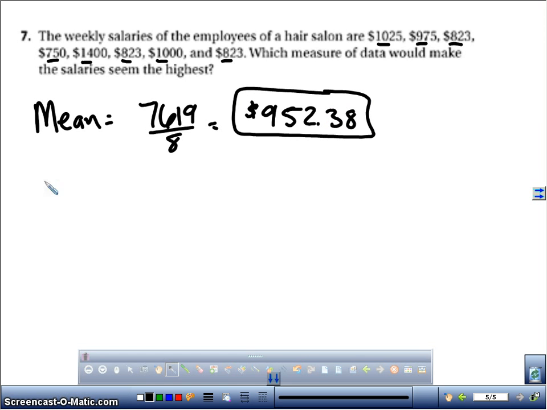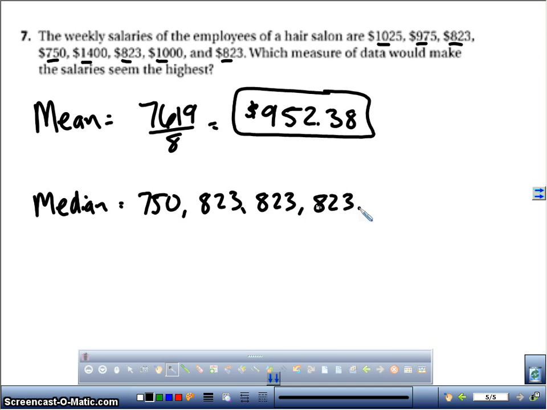Alright, so then let's see what the next one would be, see if it's higher. So let's find the median. That's going to be our middle number. So we got to put these in order from least to greatest. So that's 750. I've got 823 like 3 times. 975. 1000. 1025. And finally 1400. Let me make sure I got all these. 1, 2, 3, 4, 5, 6, 7, 8. Okay, good, I got them.